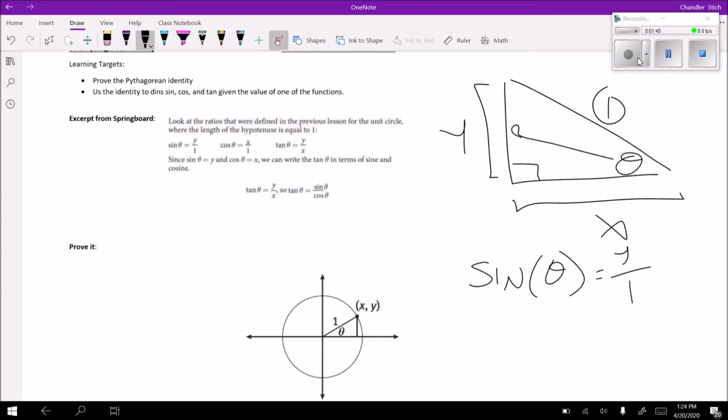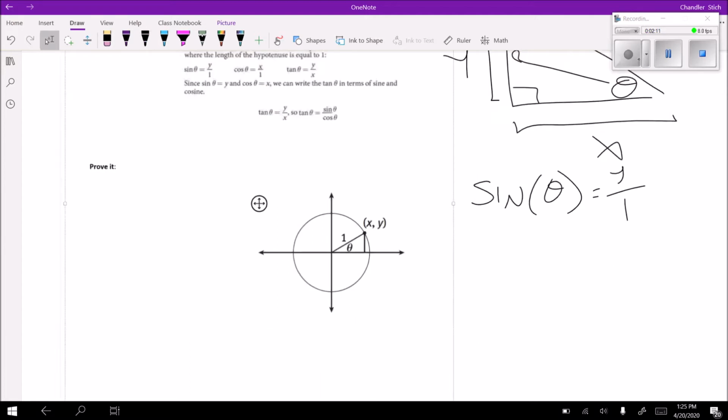And then we can continue that for cosine and tangent and get those three identities: sine of theta, cosine of theta, and tangent theta. Since sine of theta is equal to y and cosine of theta is equal to x, we can write the tangent theta in terms of sine and cosine. In other words, tangent of theta is equal to y over x, so tangent of theta is equal to sine of theta over cosine of theta. I know that's a lot. We're going to prove it.